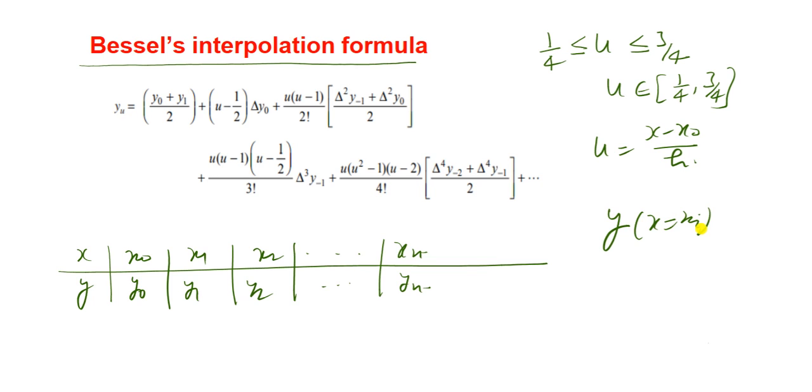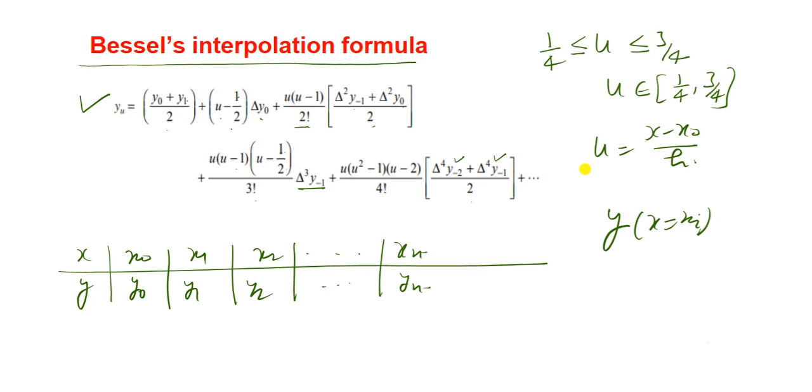So the formula is y of u is equal to y0 plus y1 upon 2 plus (u minus 1 upon 2) del y0 plus u(u minus 1) upon 2 factorial, del 2 y minus 1 plus del 2 y0 upon 2 plus (u minus 1 upon 2) u(u minus 1) upon 3 factorial del cube of y minus 1 plus (u plus 1)u(u minus 1)(u minus 2) upon 4 factorial, del 4 y minus 2 plus del 4 y minus 1 upon 2 plus, and so on. Here I will explain this concept with the help of a numerical problem.